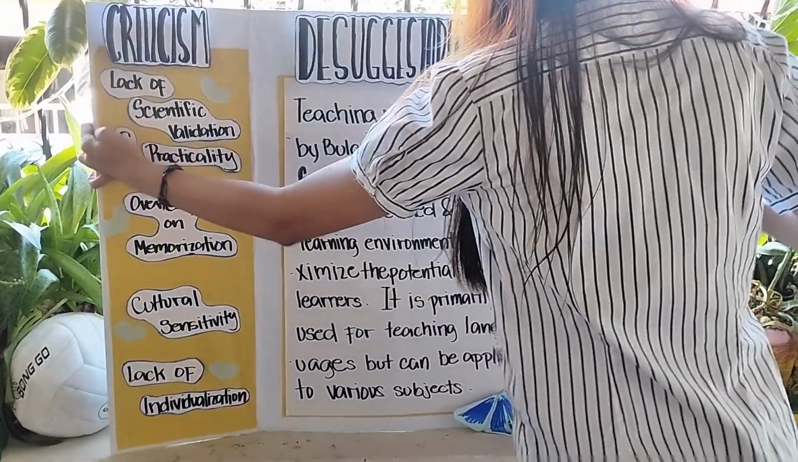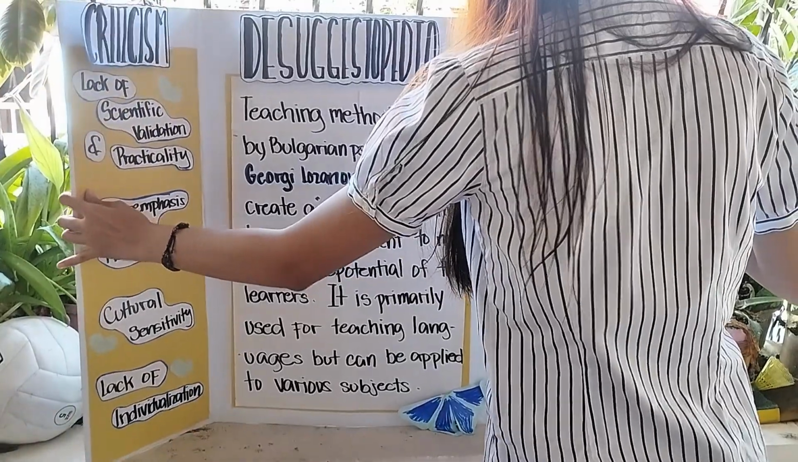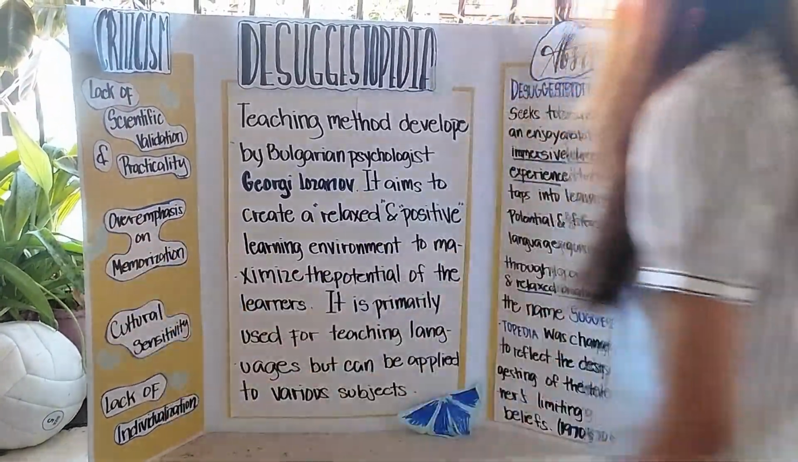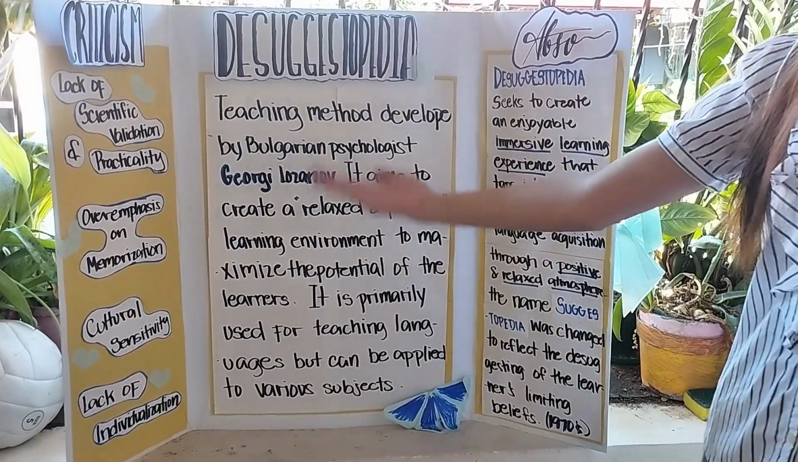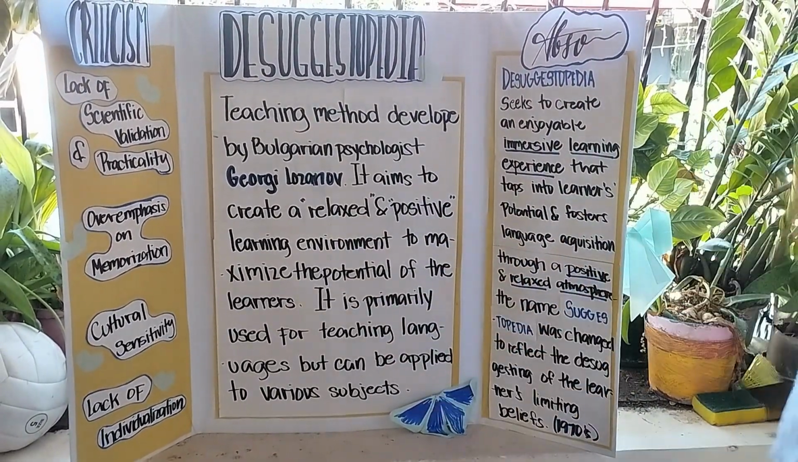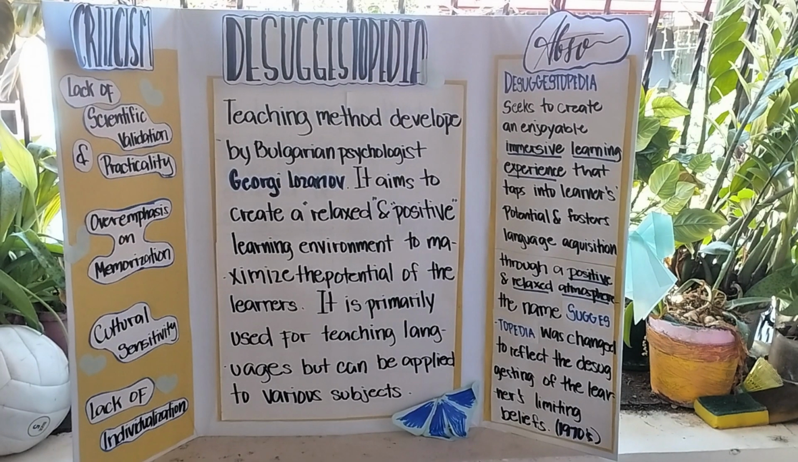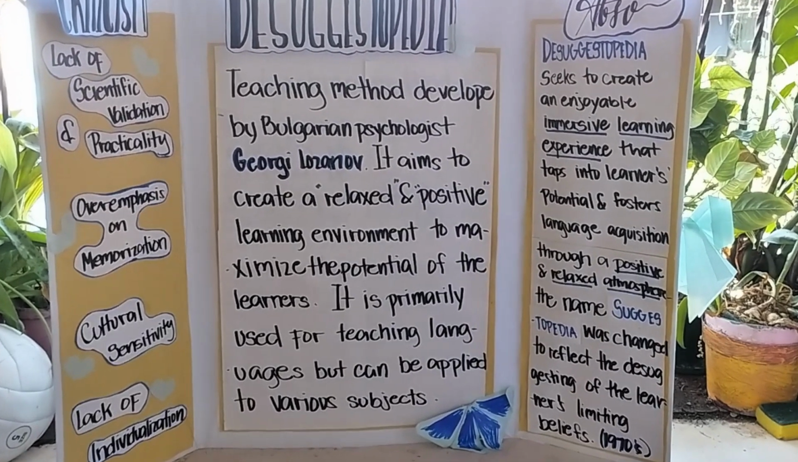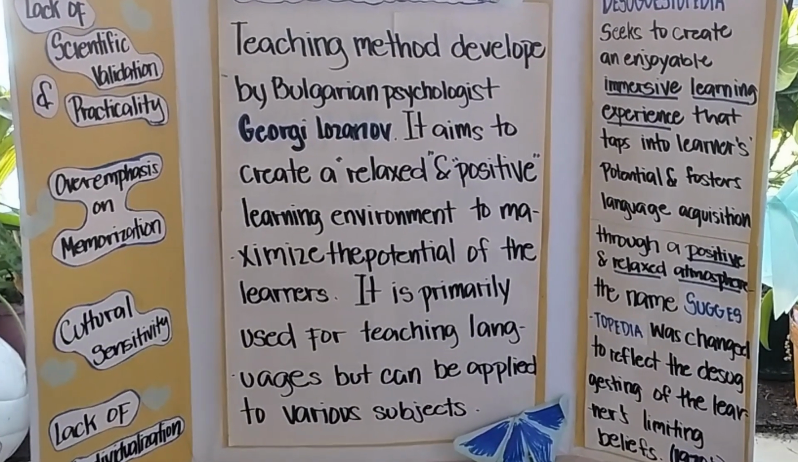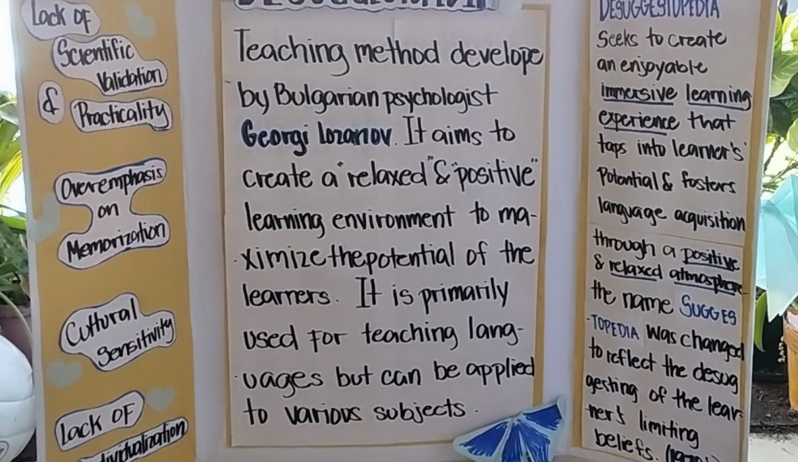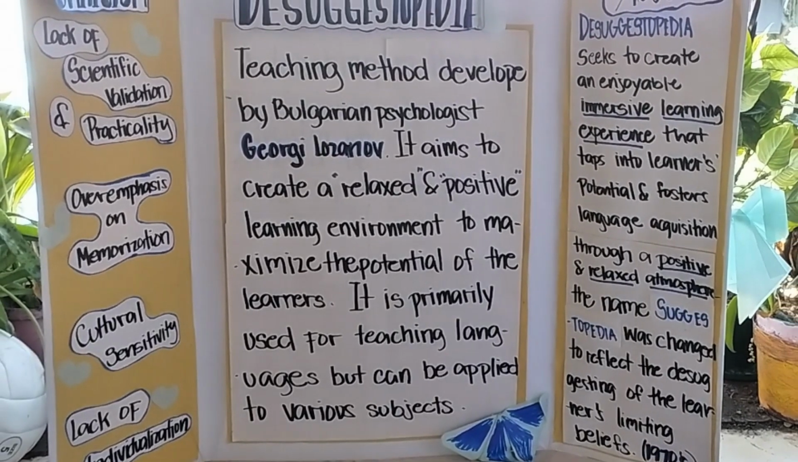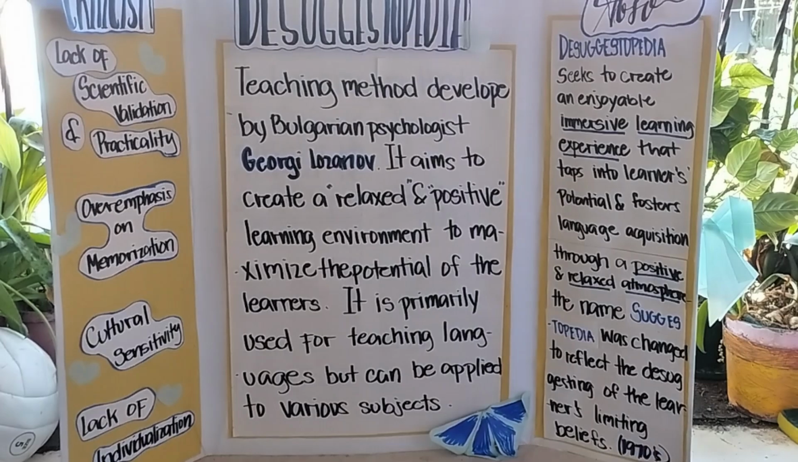Alright, so Desuggestopedia is a teaching method developed by a Bulgarian psychiatrist called Georgi Lozanov. In the 1970s, it focused on removing learners' psychological barriers to learning by creating a relaxed, positive, and engaging classroom environment. Through the use of music, art, drama, and comfortable settings, Desuggestopedia aims to enhance memory and accelerate language acquisition by tapping into the brain's natural learning potential.